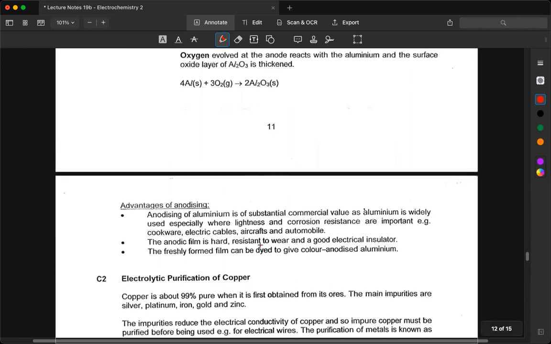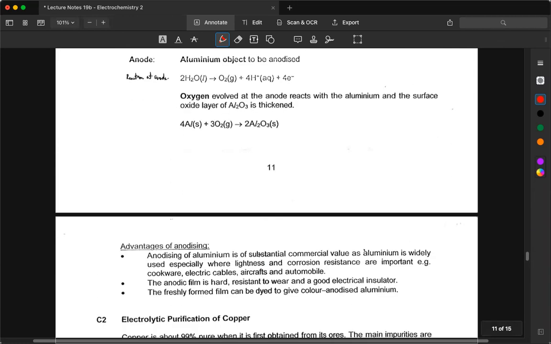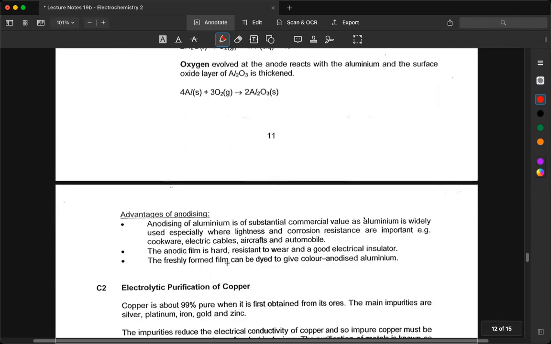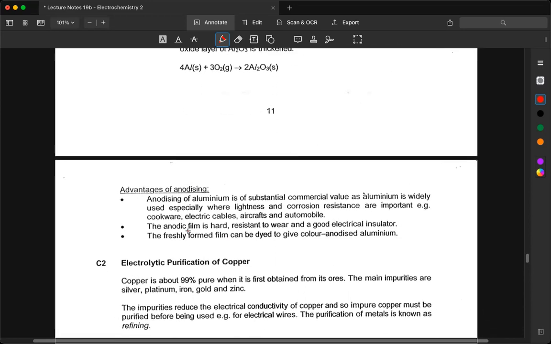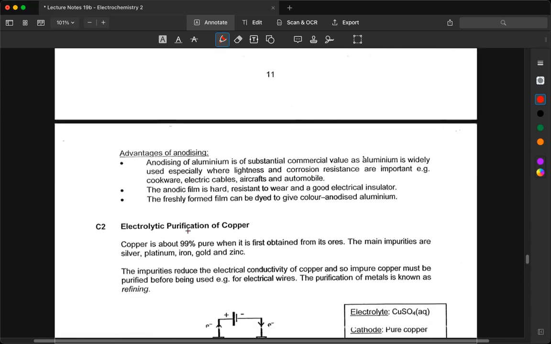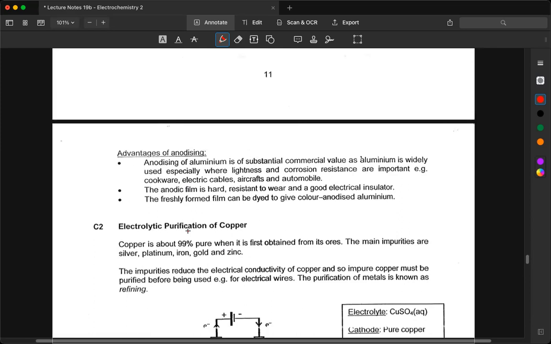So the advantages of anodizing would be, we can use it based on the corrosion resistance and lightness functions used in cookware, electric cables, aircraft, or automobile. The anode film will be hard, resistant to water, and provide good electrical insulation. You can even dye it to give some color to make it more aesthetically appealing.